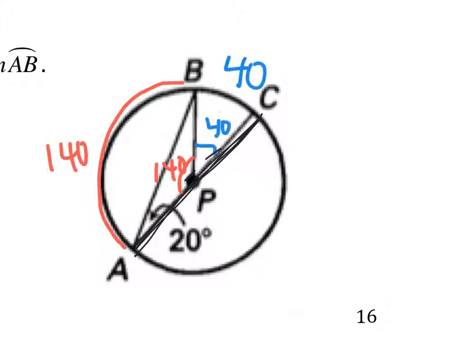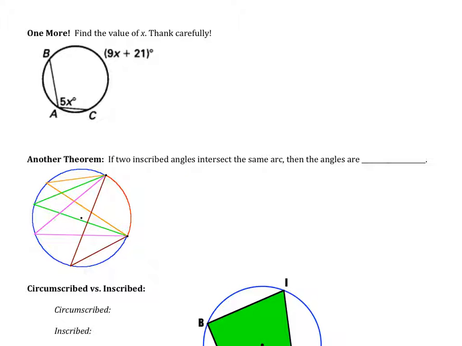Something else to expand on here. Can anybody tell me the measure of angle B? Does anybody know what it is without doing any math at all? 20. Why is it 20? What type of triangle is it? It's isosceles because, since the radii are equal to each other, two sides of that triangle are equal to each other, so the base angles are equal. So we're just continuing on with previous information. All right, next page.